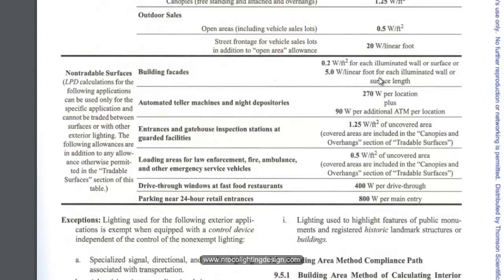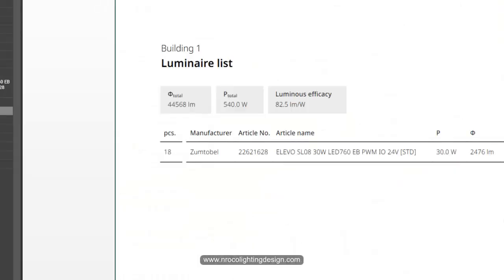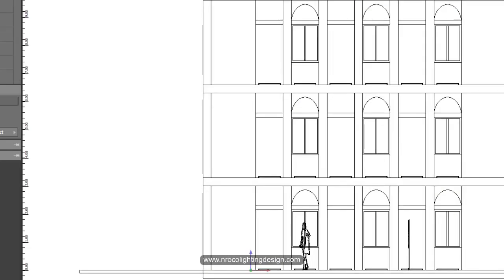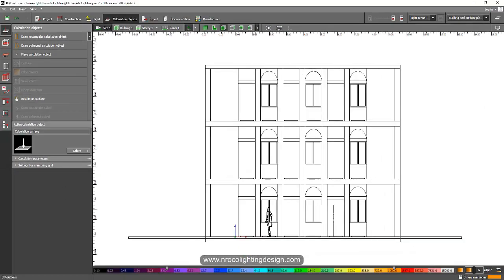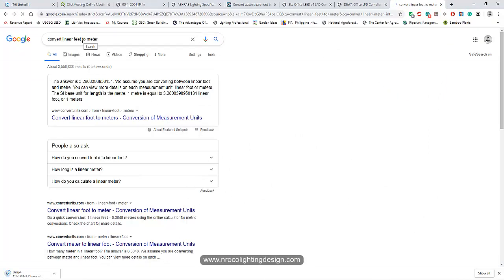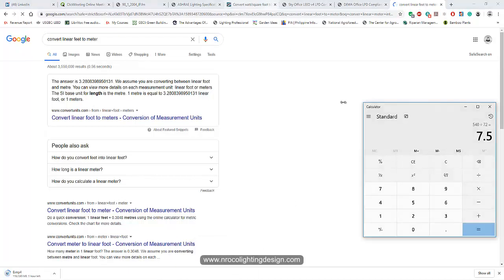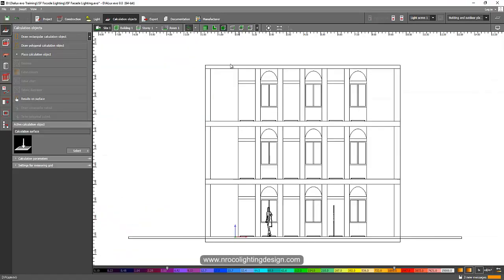And if we go to the linear foot, so I have 7.5 watt per linear meter. Let's double check. Yes, it's 7.5. So if we convert linear feet to meter, we will have 3.28. Okay, so we just need to multiply this one. So 7.5 times 3.28 to make it linear foot equals 24.6, and the total wattage based on my calculation is 540 watts.